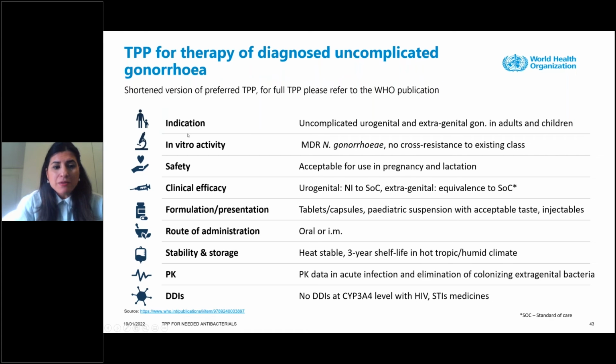The next TPP is for diagnosed complicated gonorrhea. Gonococcal infection is the second most prevalent bacterial STI in the world and is a current public health problem worldwide. Neisseria gonorrhoeae is estimated to cause 87 million cases annually. There are some antibiotics currently in development and also several preclinical programs targeting Neisseria gonorrhoeae. It's particularly important that drug-drug interactions are considered, especially at the CYP3A4 level, because concomitant administration of HIV drugs is likely potential. Next slide, please.